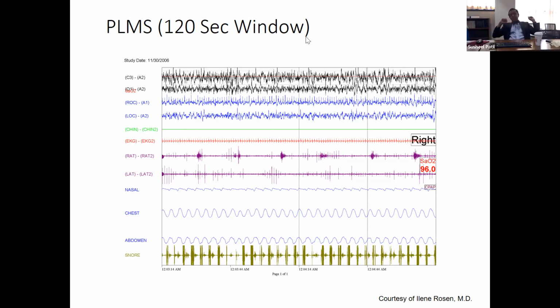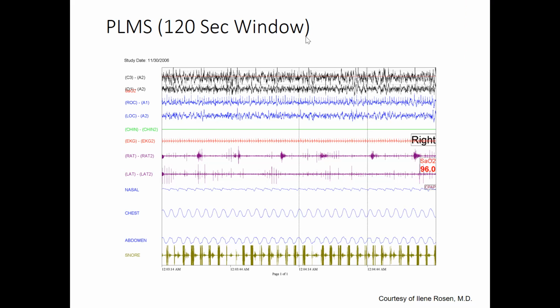I think Kingman's got a chat question in here, just saying real quick, what is the significance of finding an arousal?